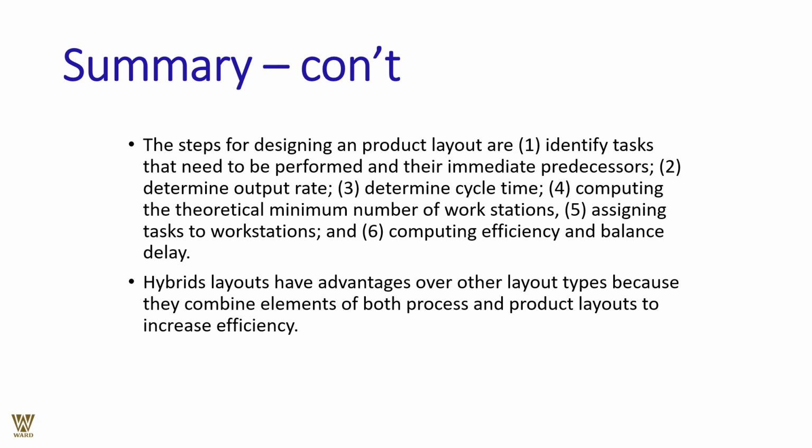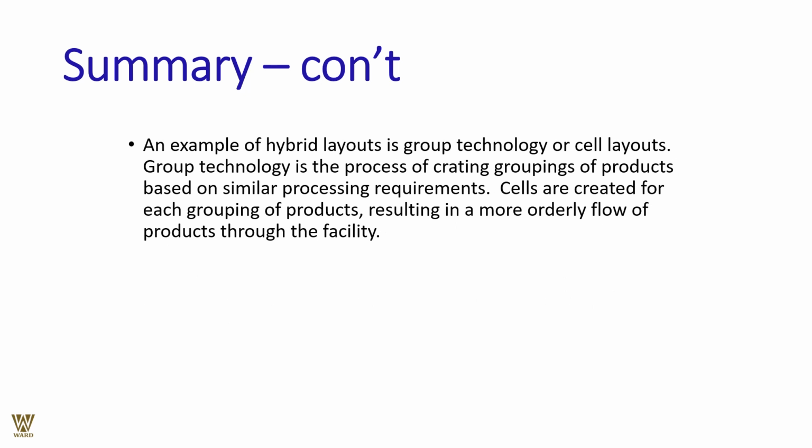Hybrid layouts have their own advantages over the other layouts because they combine the elements of process and product layout to increase the efficiencies thereby. An example of hybrid layout is group technology or cellular layouts. Group technology is a process of creating groupings of products based on similar processing requirements, as the case might be. Cells are created for each grouping of products, resulting in a more orderly flow of product through the facility. It reduces anomaly, it reduces confusion, it reduces anarchy altogether, and that is the beauty of group technology.